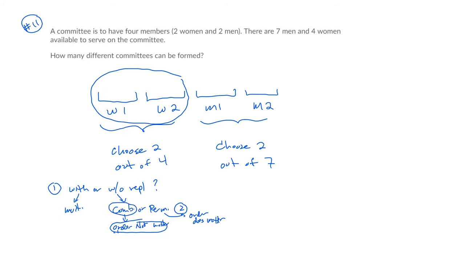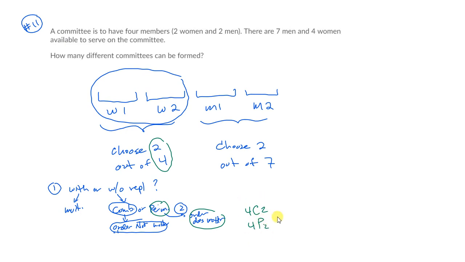If, on the other hand, choosing Sally then Mary is different than Mary then Sally, then we're saying the order does matter, and that would be permutations. So you have to decide which one. Once you decide, we're going to use either 4C2 or 4P2.